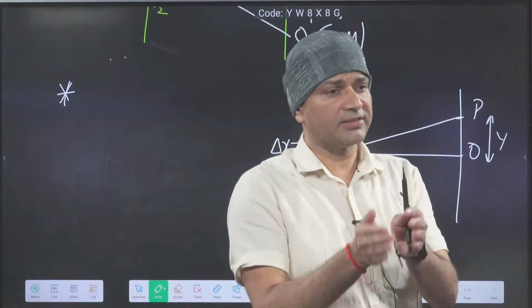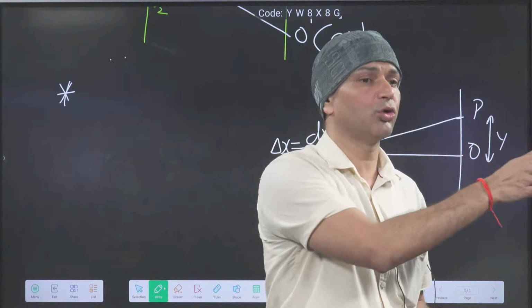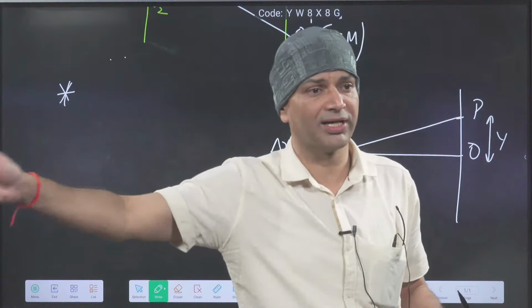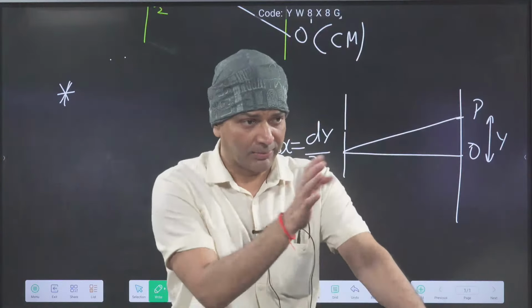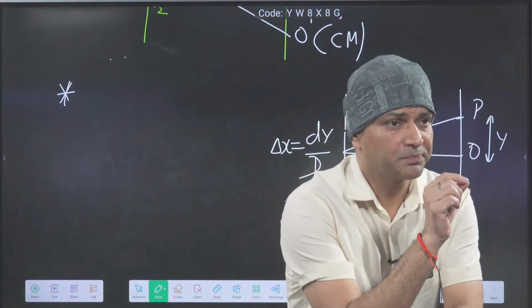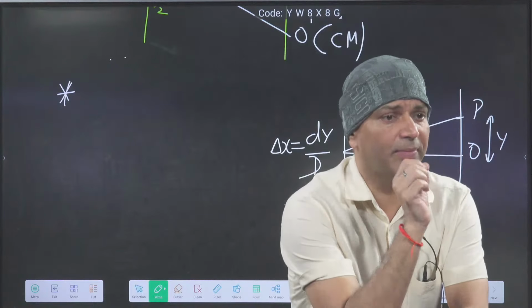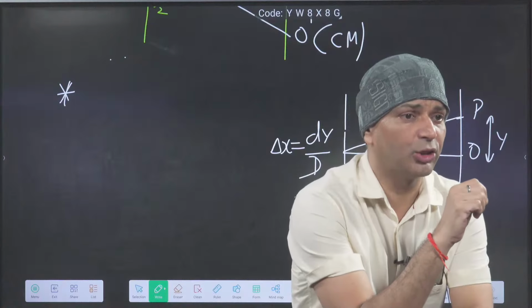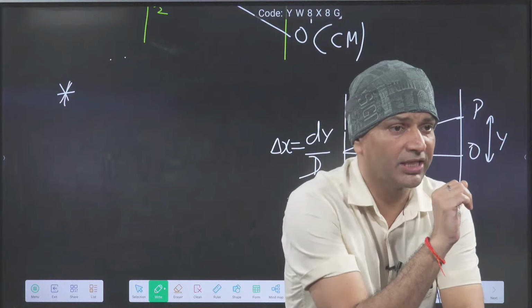If they are saying maxima, we know the path difference is n lambda. For minima it is (2n minus 1) lambda by 2. So if I am using lambda 1 and lambda 2, and when using lambda 1 at that point I am getting the n1th maxima, and when using lambda 2 at the same point I am getting the n2th maxima, then what is the condition I will use?